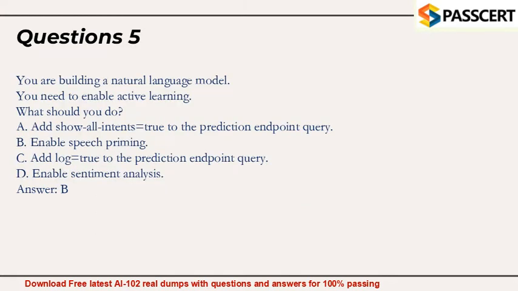Question 5. You are building a natural language model. You need to enable active learning. What should you do? A. Add show all intents equals true to the prediction endpoint query. B. Enable speech priming. C. Add log equals true to the prediction endpoint query. D. Enable sentiment analysis. Answer B.